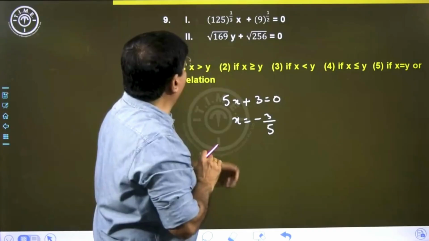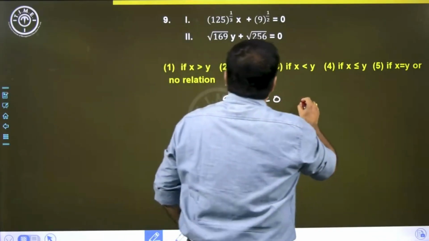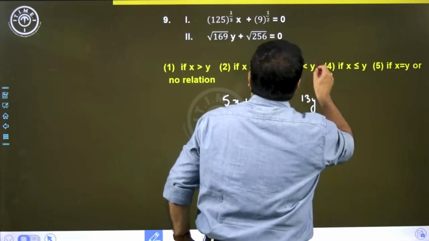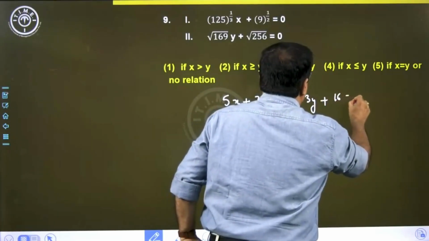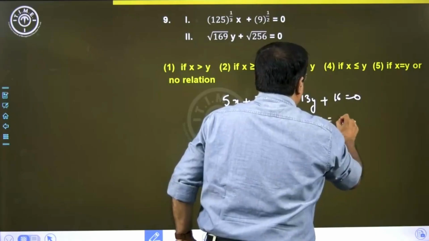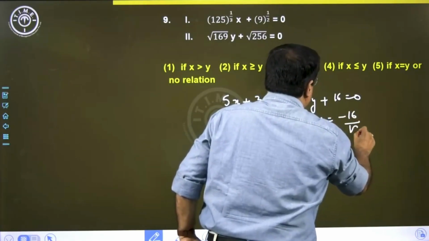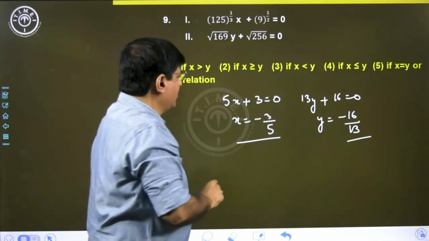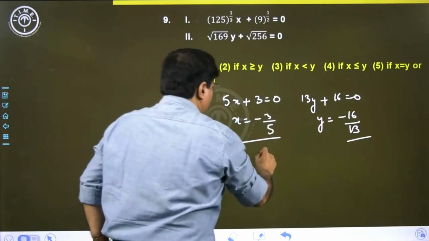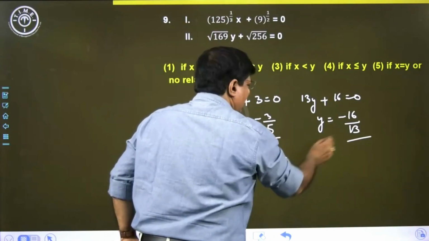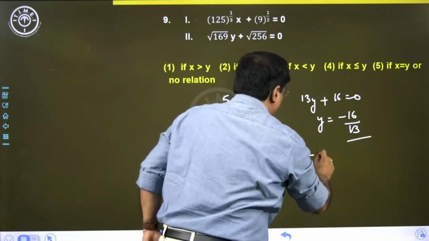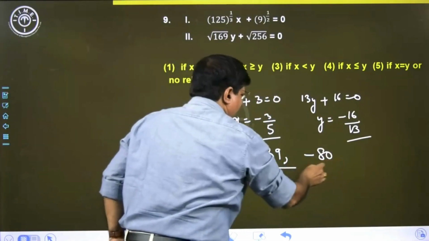Second one, root 169. What is the root 169? 13. 13y plus root 256, that is 16, is equal to 0. Y is equal to minus 16 by 13. So what is the answer here? So bring this 13 here. So this becomes minus 39, 13 3s are 39, take this 5 there, 16 5s 80, minus 80. So x greater than y.